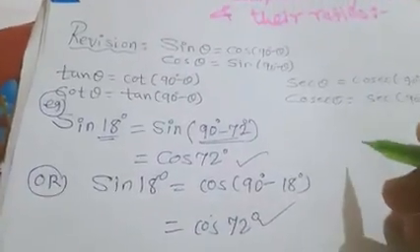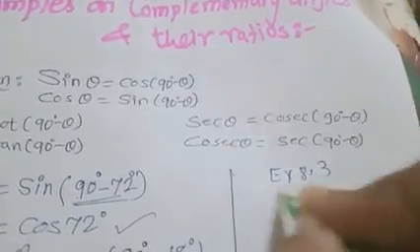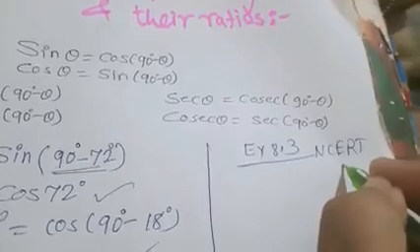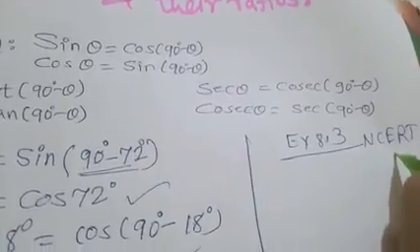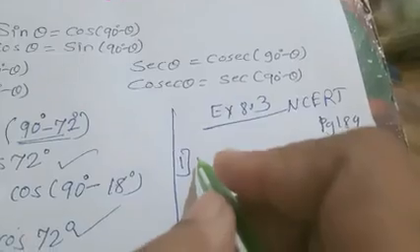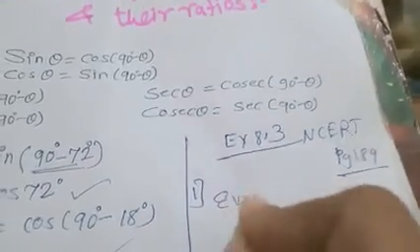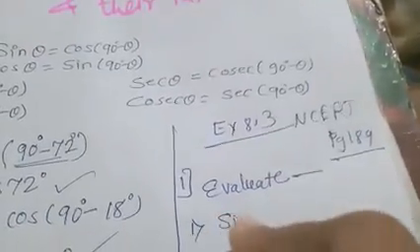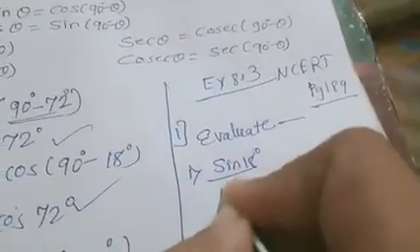Got it? Now using this technique we will solve exercise 8.3 from your NCERT textbook. Okay? And I think in my textbook it is page number 189. Is that clear? See the first example now. What is given? Evaluate. Evaluate means find the value of. And the first one given is sine of 18 degree upon cos of 72 degree.